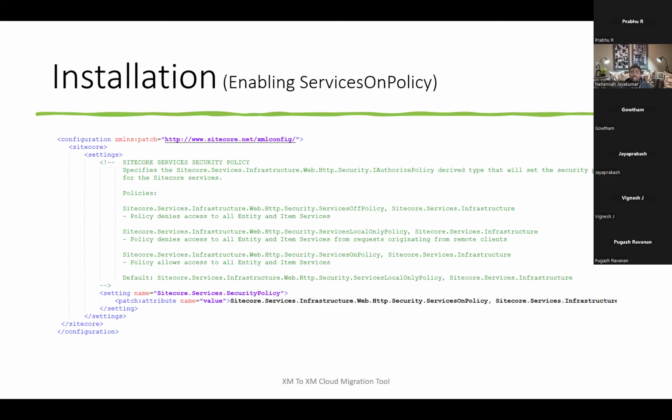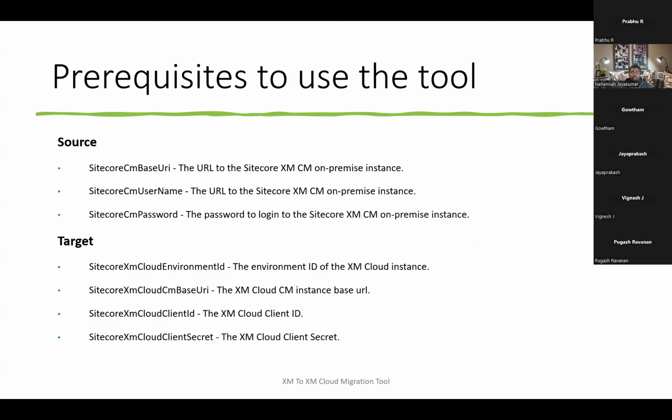Now we did all this work on the source system so that the tool can connect to the source system and have the ability to select the items that have to be migrated to the target system. Let's talk about what we have to do on the target system, that is the XM Cloud environment. Okay, so we'll talk about XM Cloud.